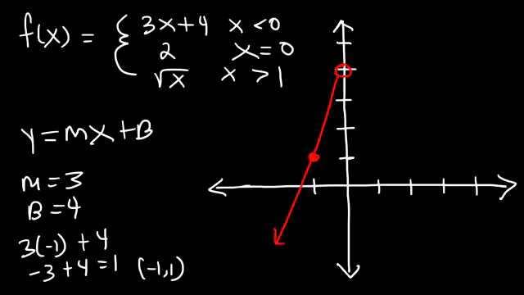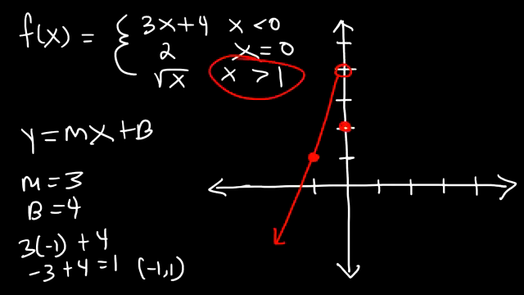When plotting a linear equation or linear function, you only need 2 points to graph it and then connect it with a straight line. Now let's focus on the next part. So when x is 0, y is 2. So we got the point 0, 2. And that's going to be a closed circle. Let me put that in red.